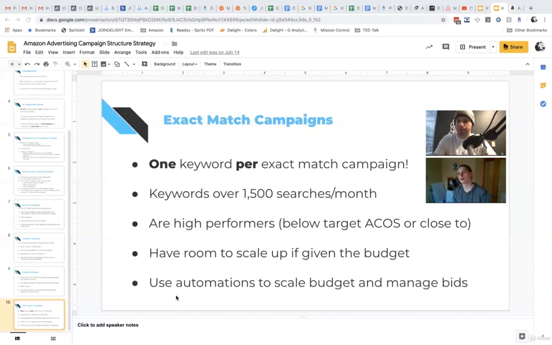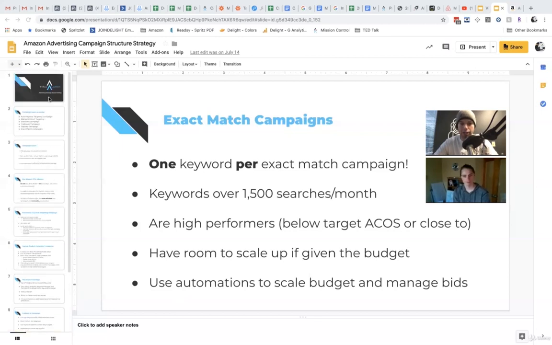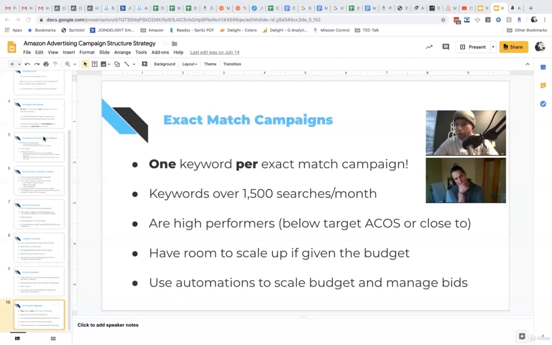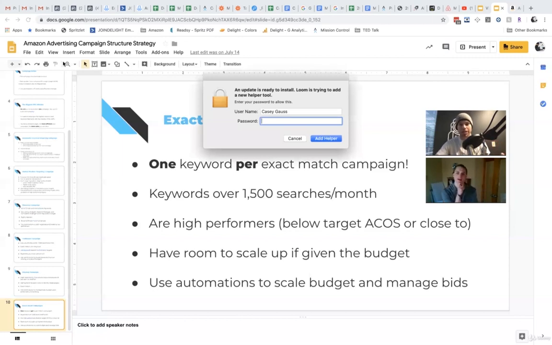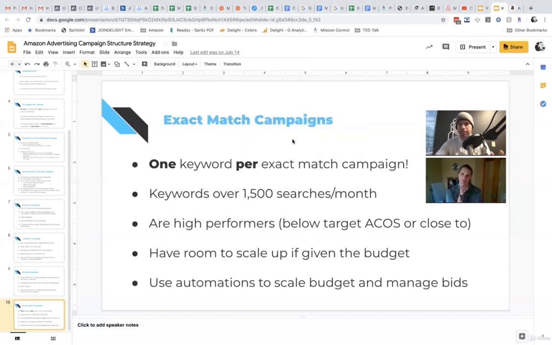Yep. Absolutely. Nice. So yeah, that's kind of my walkthrough on campaign strategy. Campaign strategy is so important because again, you could have all the right optimizations, all the right bids on all the right keywords, but if all those keywords are in the exact same campaign, only so many of them are going to be getting budget in any given day.